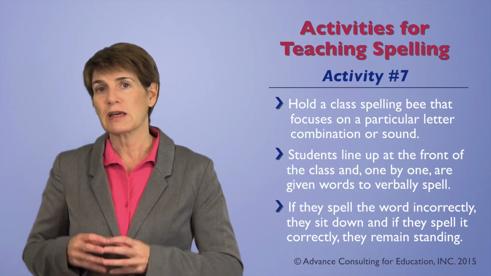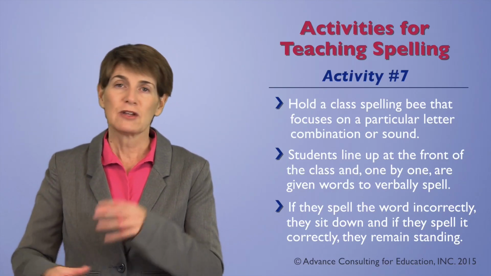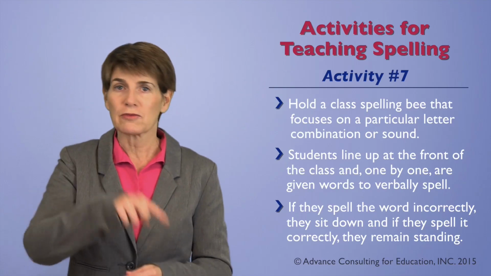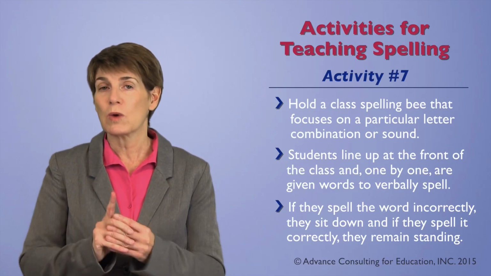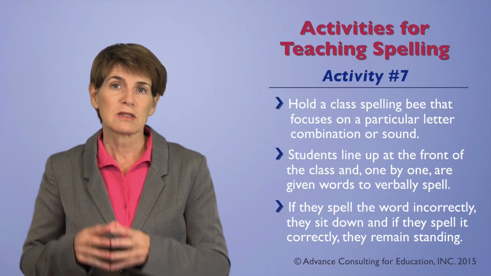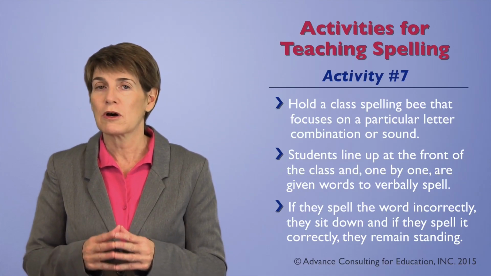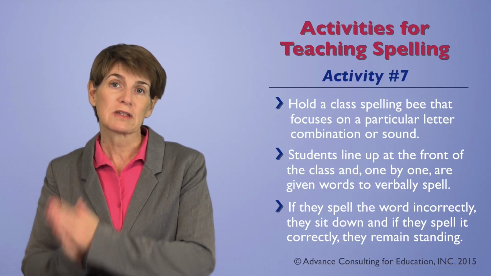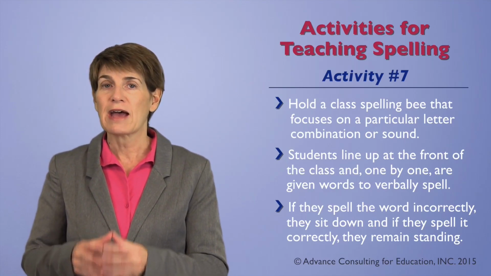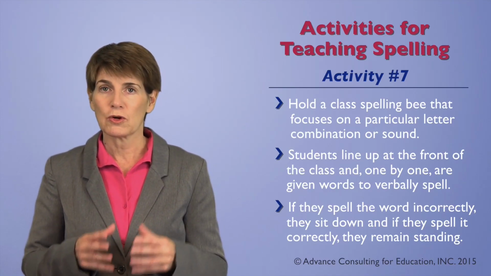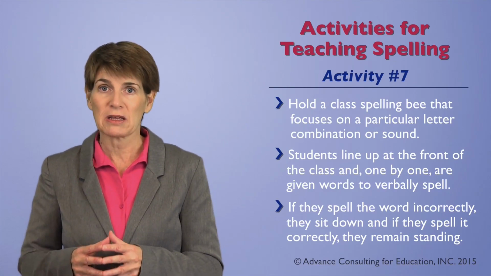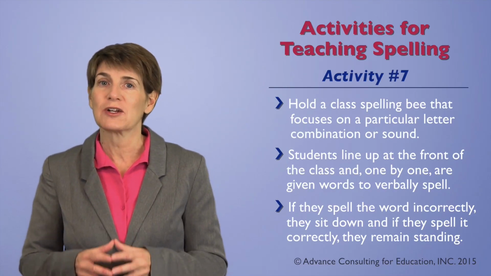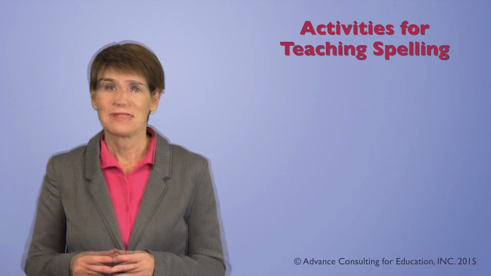If they spell it correctly, they get to stay standing up. And you just keep doing this and keep going around and around the students until you have one winner. The twist on this is your spelling bee focuses on either one specific letter combination or one specific sound. Once again, you can have a GHT spelling bee, or you can have an "a" sound spelling bee. So that's a twist on an old classic activity.